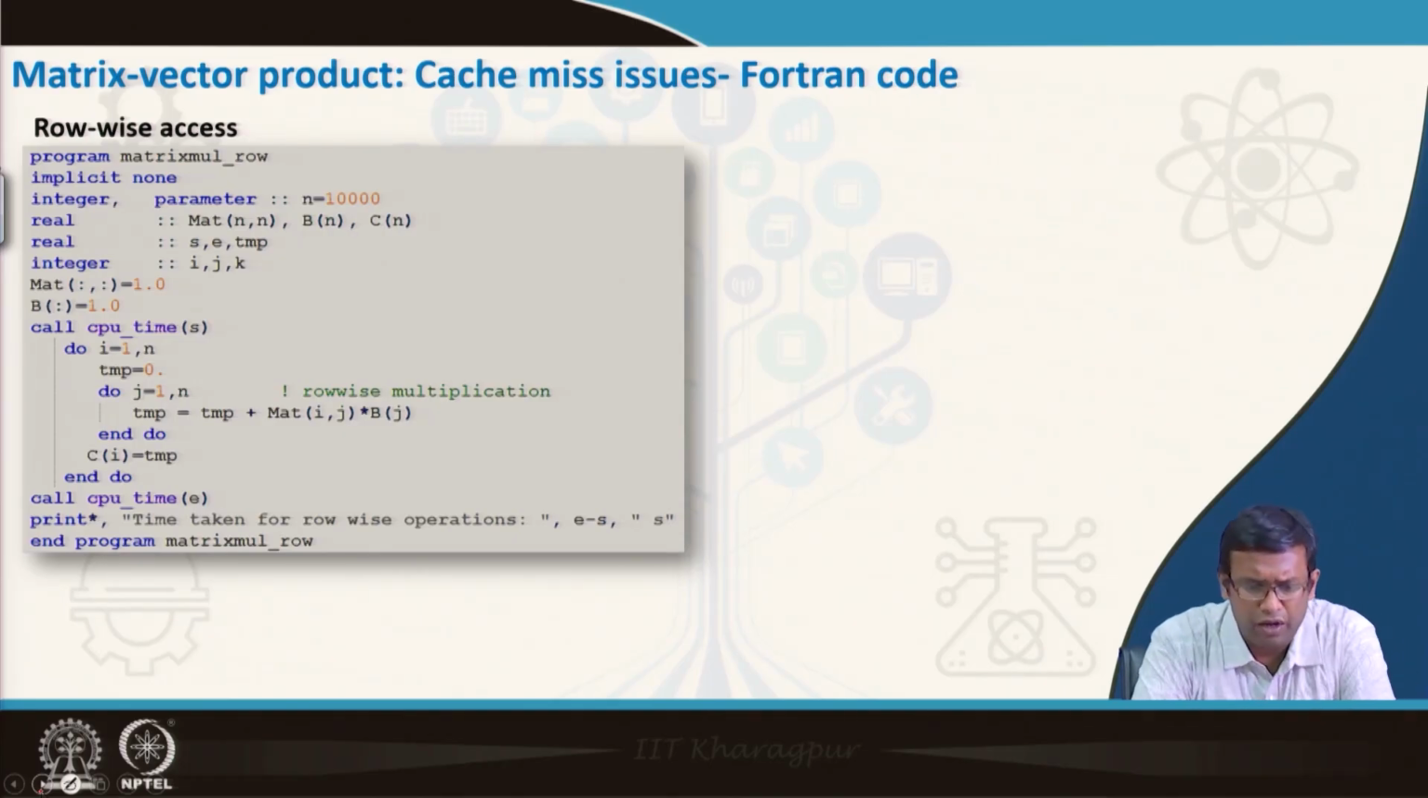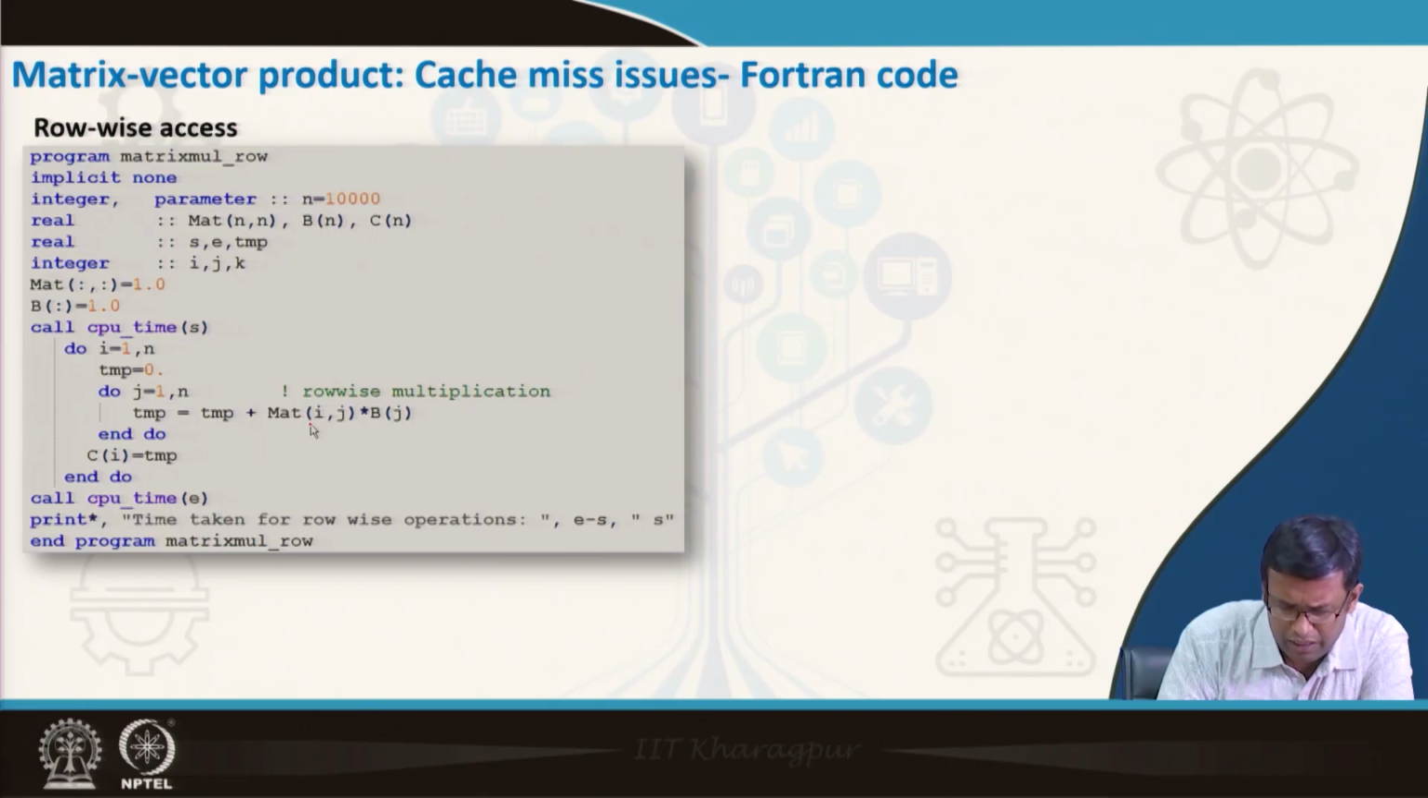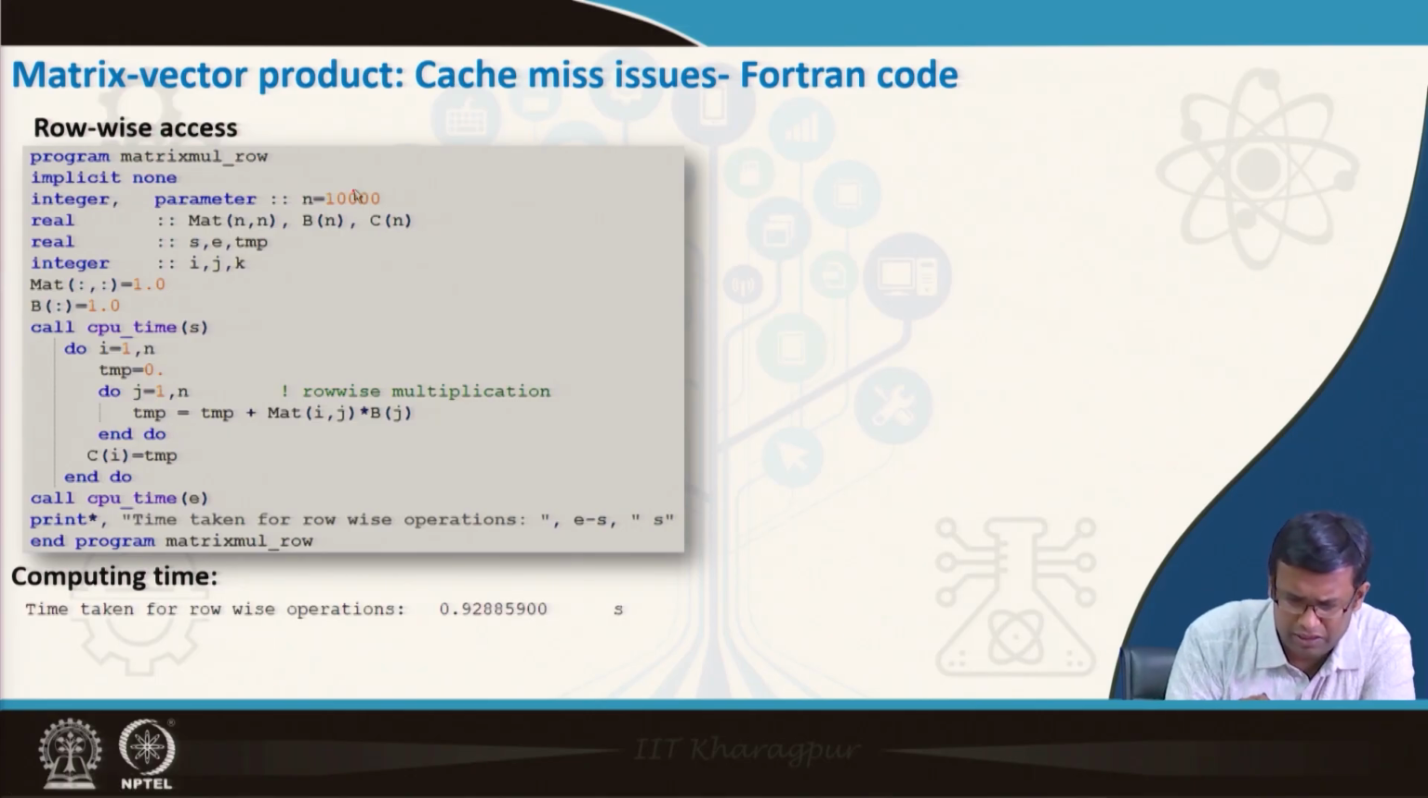Now we look into a Fortran program. So what was in the C program, that each element of the matrix row is multiplied with the corresponding element of the vector. Now if we do the same in Fortran, that each row of the matrix is multiplied by the corresponding vector element, we will see the computing time for this matrix is larger; for 10 to the power 5 it is 0.92 second.